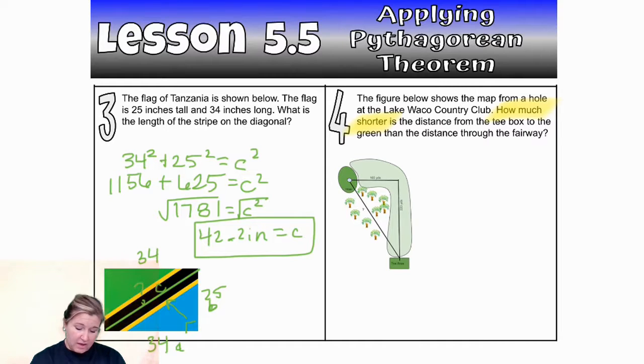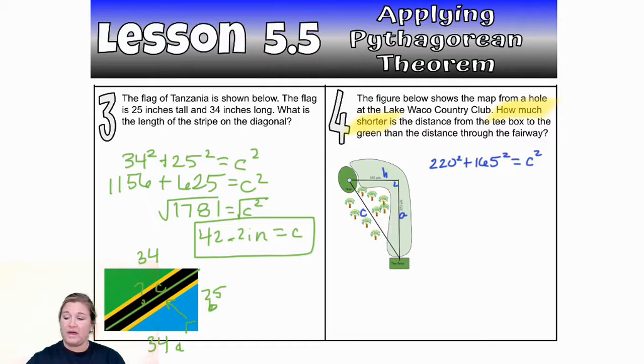We have, here's my right angle. What am I trying to find? Well, I need to find this diagonal. So I need to find the hypotenuse, or C. But then I'm gonna have to do some figuring out after that in order to find out what the question's really asking me. So I'm gonna find this out first. So I have, I'm gonna say 220 is A and 165 is B. So I'm going to have 220 squared plus 165 squared is equal to C squared.